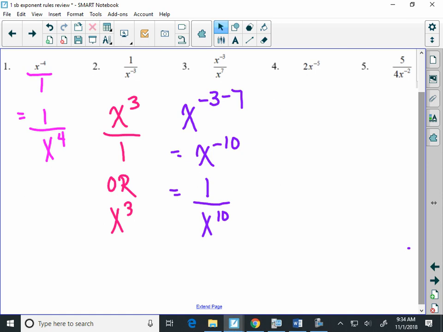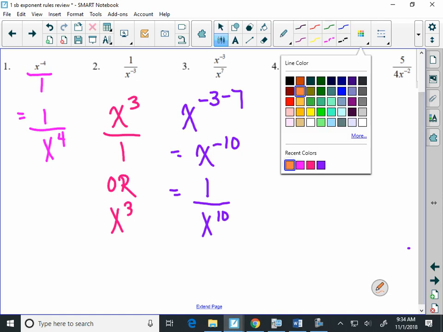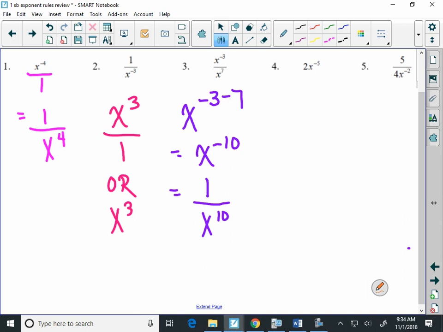Number 4, when we take a look at this one, 2x to the negative 5th, keep in mind that this is 2 times x to the negative 5th, because the only part that's flipping is the part that has the negative exponent. So x to the negative 5th is going to flip and change the sign on the exponent. That means it's going to move down here to the bottom if we write it like that. So we flipped it, changed the sign on the exponent. Well, the 2 is still there. So we end up with 2 over x to the 5th.